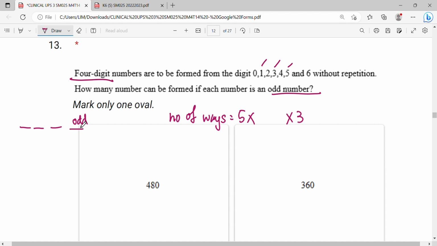Dah. Then how many choices in the middle here? So 5, no repeated. So again 1, 2, 3, 4, 5, 6, 7. 7 choice. Settle 2 tempat. Pilihan tinggal 5 saja. Then tinggal 4. So berapanya? 300. Betul ke?